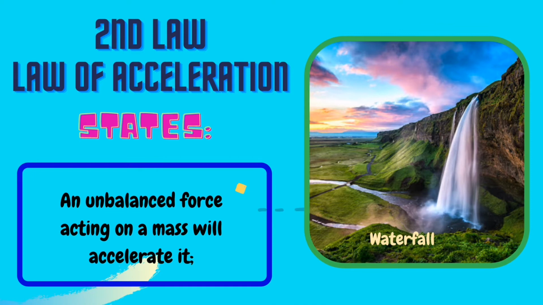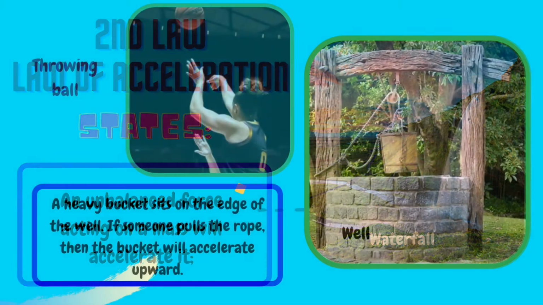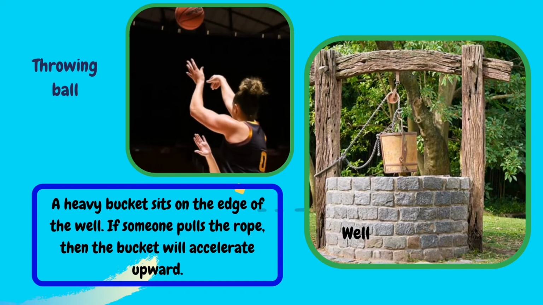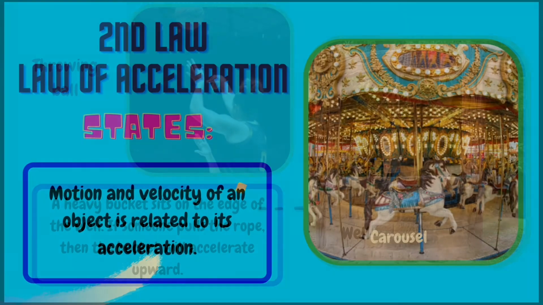Example, as the water flows over the edge of the rocks, gravity, which exerts a downward force on it, causes it to accelerate downward. The water moves faster the longer it falls. Another example is when a heavy bucket sits on the edge of the well. If someone pulls on the rope, applies a force that is stronger than the effect of gravity and the frictional forces on it, then the bucket will accelerate upward.